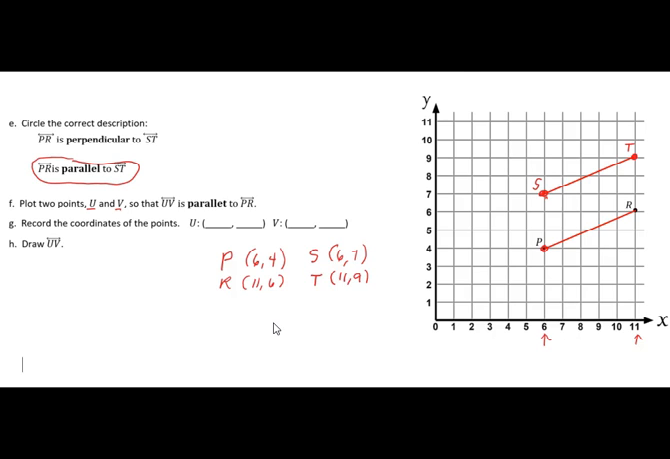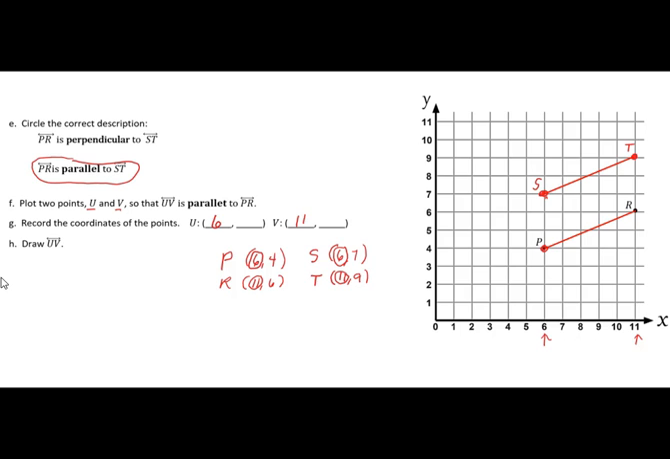Now let's look at some patterns that we're seeing in these pairs. So for P and S, they both have the same x coordinate. Same thing for R and T. They have the same x coordinate. So when I choose my points for U and V, I'm going to give U a 6 for the x coordinate and V an 11 to keep with those same patterns.